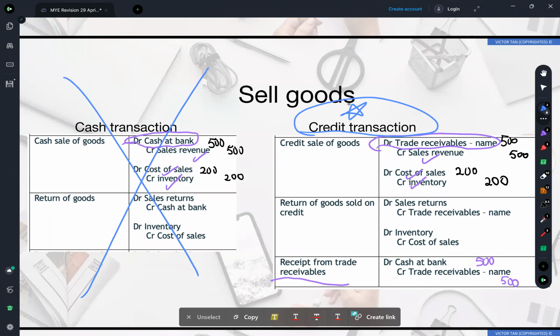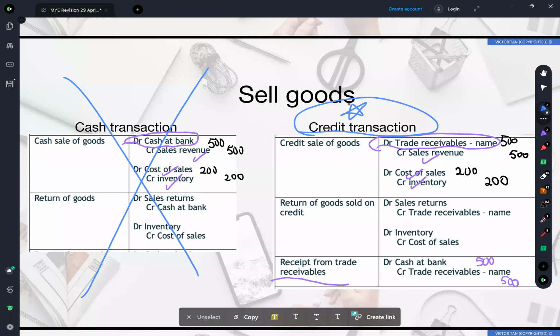You receive trade receivable and sales revenue, and there's a cost of sales and an inventory. You notice the trade receivable and sales revenue must always come together, $500, $500. It comes as a pair, while the cost of sales and the inventory come as a pair, $200, $200. It makes sense, right? You earn $500 and then your cost of sales, which is your cost price, is $200.